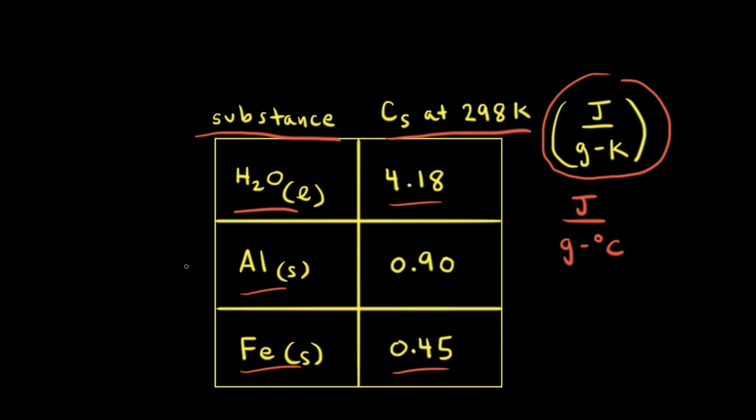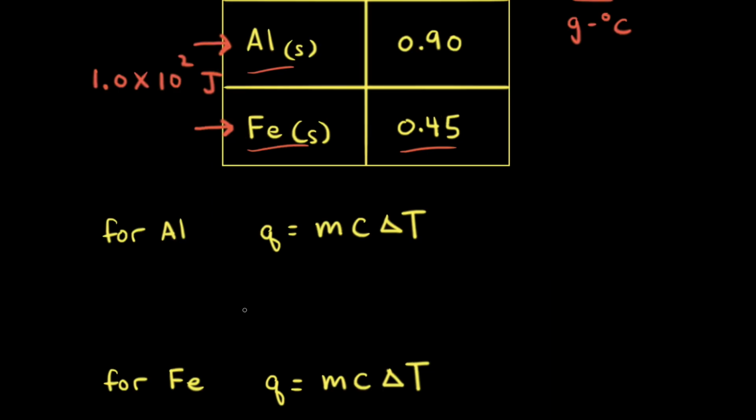Let's compare the two metals on our table here. Let's compare solid aluminum and solid iron. So we're going to add 1.0 times 10 to the second joules of energy to both metals and see what happens in terms of change in temperature. First, let's do the calculation for aluminum. We're doing Q is equal to mcΔT, and we're adding 1.0 times 10 to the second joules. And let's say we had 10 grams of both of our metals.